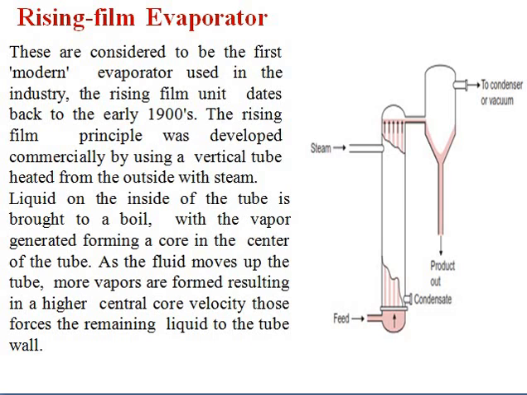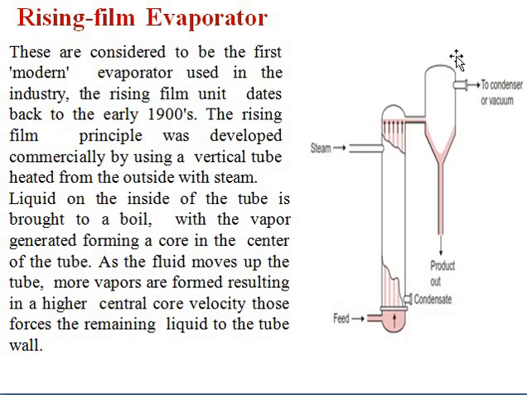So the rising film evaporator, as the name indicates, the food will rise in our evaporator. These are considered to be the first modern evaporator used in the industry, the rising unit. The rising film principle was developed commercially by using a vertical tube heated from the outside with steam. So here you can see the feed we have to apply goes in this section, the steam will start to raise our food product, clear. Upon heating it will start rising, and it will come to this condenser unit, clear.